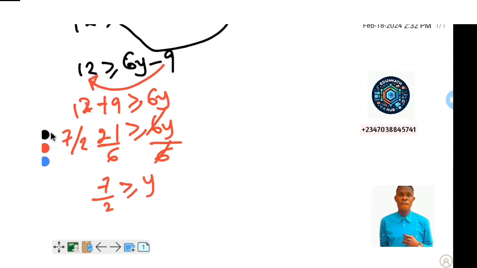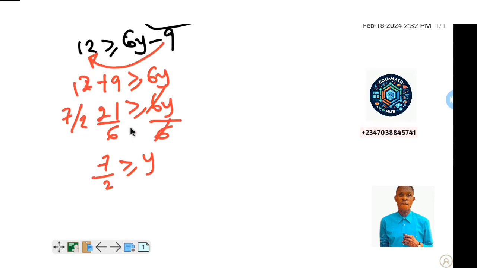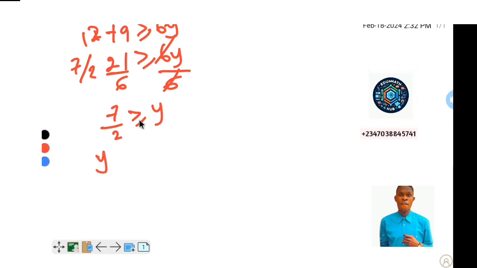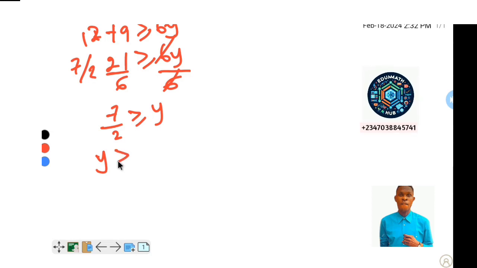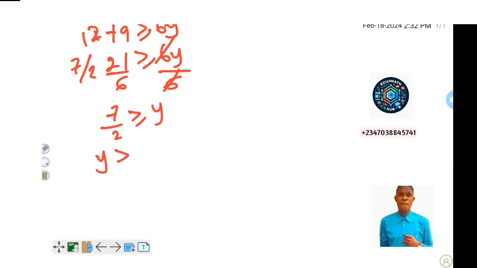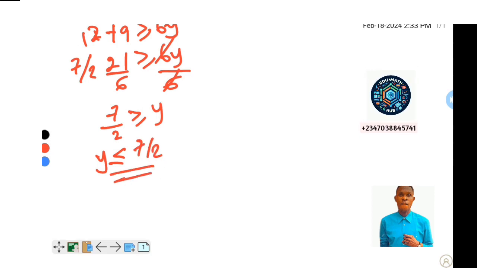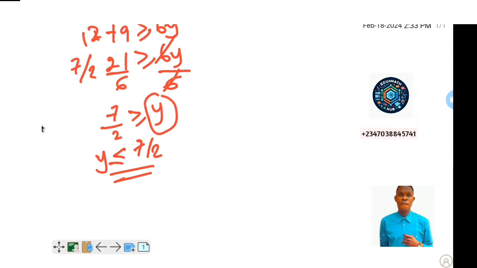So you can leave your answer like this, but to make it smoother, you put the value of y on the left hand side. So if you are putting the value of y on the left hand side, this sign will reverse to change direction like this. Sorry, to look like this, to change direction, 7 over 2. Okay, so don't forget your answers in inequalities, the variable itself must be on the left hand side.